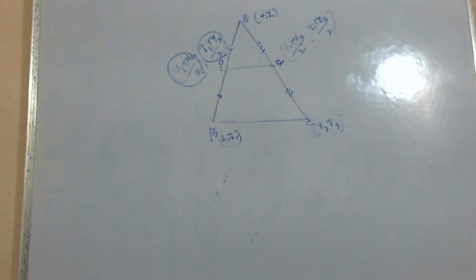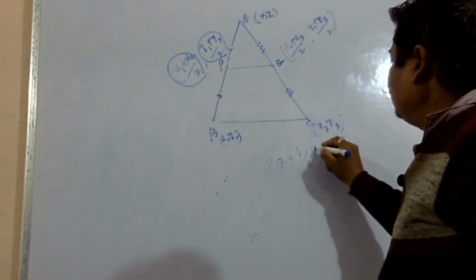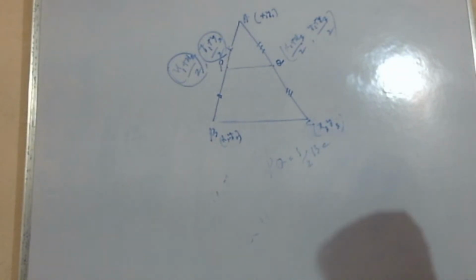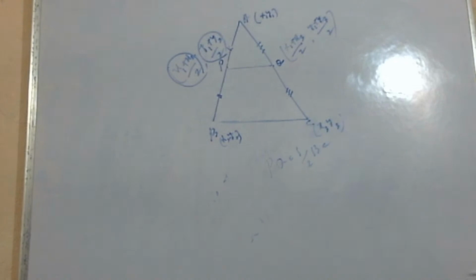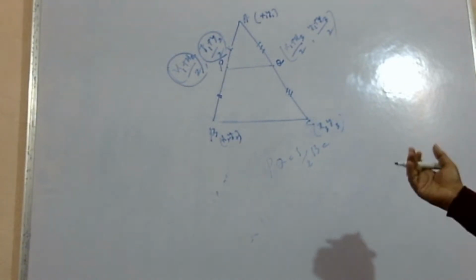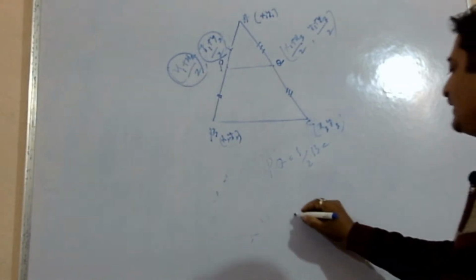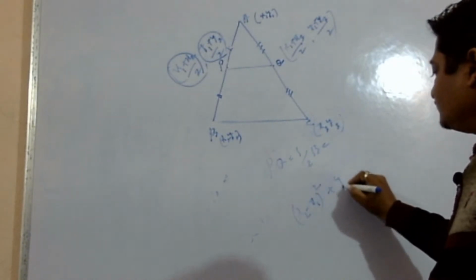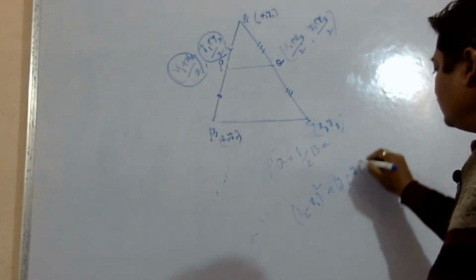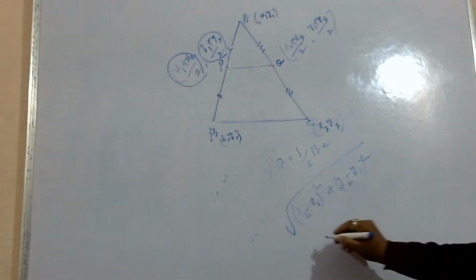The second one is PQ equal to half of the BC. Now here you see PQ is a line segment. Yes or no? Yes. P point is given, Q point is given. Then the length of the line segment we can find out by the distance formula. The distance formula is root over x2 minus x1 whole square plus y2 minus y1 whole square. Yes or no? Yes. Then find the value of the PQ.